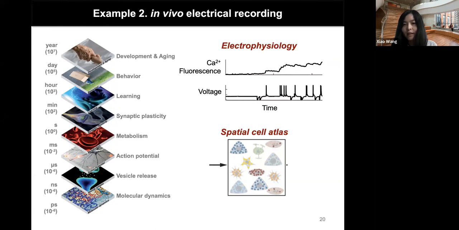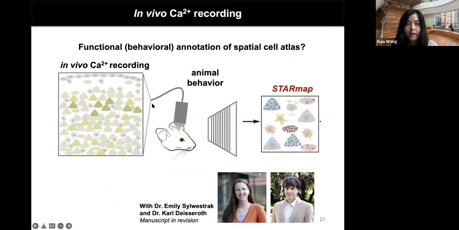So then our thought is, okay, can we actually link those molecular cell types directly with either calcium imaging or voltage recording? So we start with in vivo calcium recording because that's a well-acknowledged way to decode cellular function. And second, it's relatively easier in implementation. So we first try to do in vivo recording and then come back to do STARmap, so that we can register those functional readouts with molecular readouts.